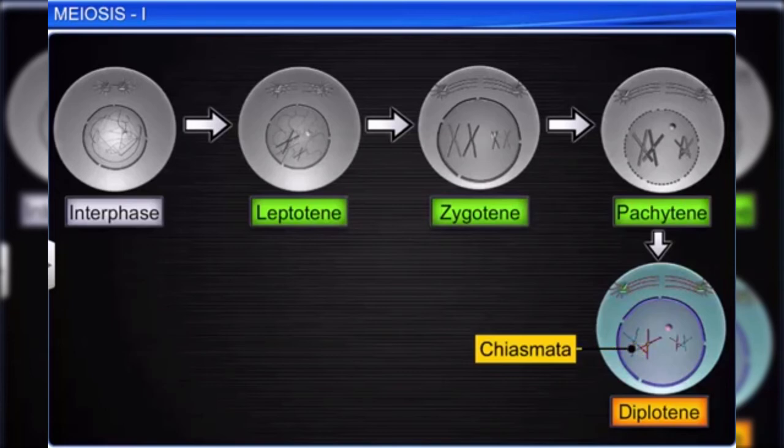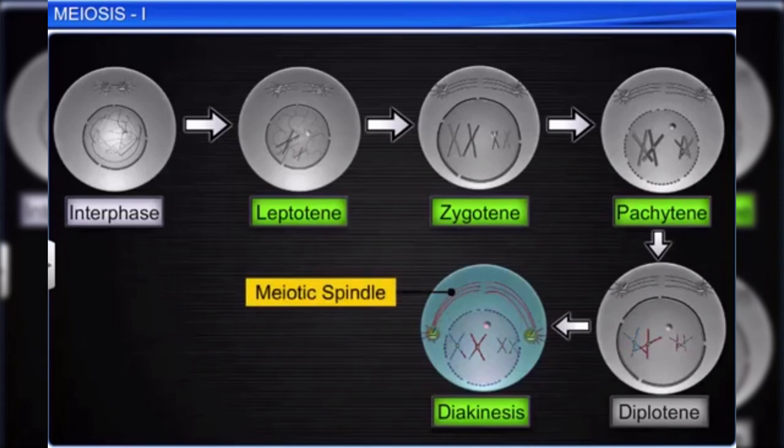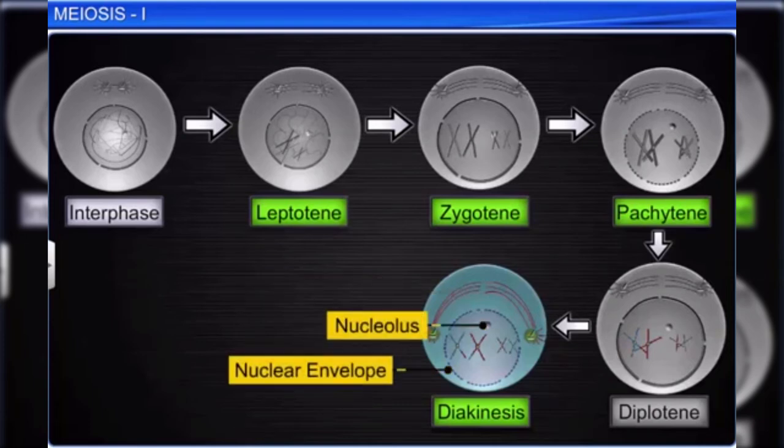The final stage in prophase I is diakinesis, during which the chiasmata terminate. Moreover, the chromosomes fully condense and become clearly visible, while the meiotic spindle assembles and prepares the homologous chromosomes for separation. This stage represents the transition to metaphase I and ends with the disappearance of the nucleolus and disintegration of the nuclear envelope.